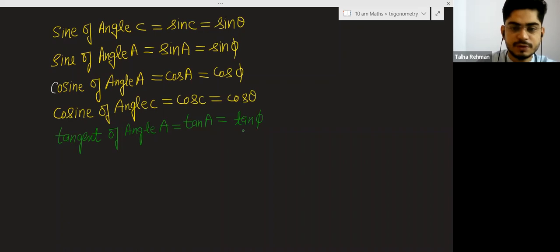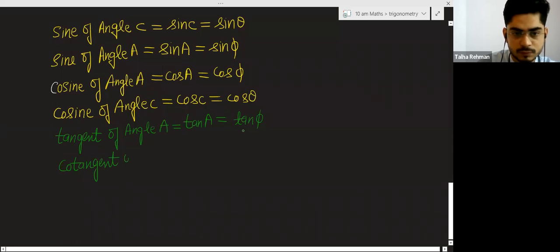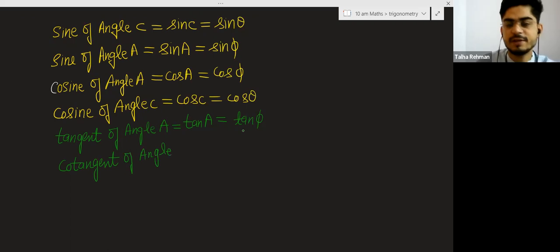There is one more term that you will use, cotangent. Cotangent of angle. You can write this with respect to B. So you will write this tan B. And what is tan B? Tan theta. One more term, secant.